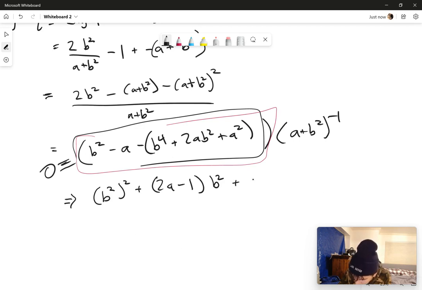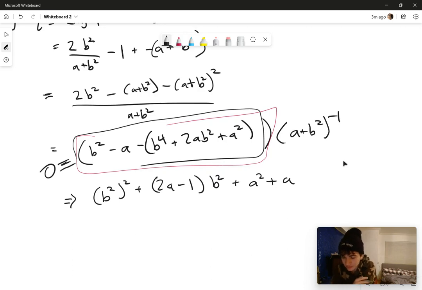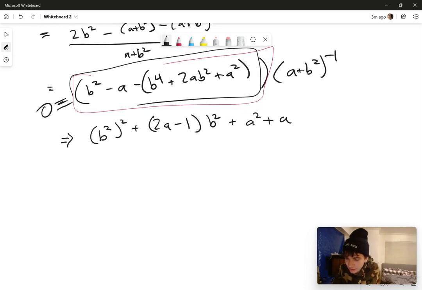Plus, man, my algebra's rusty. Okay, so essentially we have a quadratic equation in terms of b squared, and I'm going to stop the video right here. And somehow I actually did do the algebra properly, and this is the correct equation for b squared.